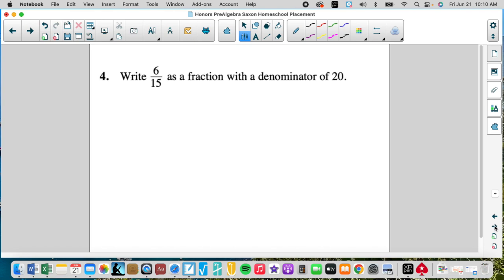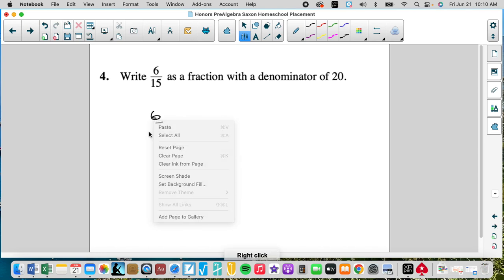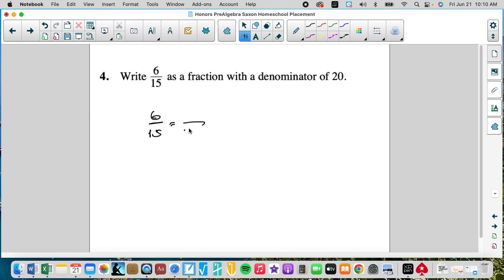Write 6/15 as a fraction with a denominator of 20. Really what we're doing is we're converting to an equivalent fraction. This isn't really nice because no whole number times 15 equals 20. So you can reduce this. 3 goes into both of these: 3 goes into 6 twice, 3 goes into 15 5 times, and now you have a much easier number to manipulate.